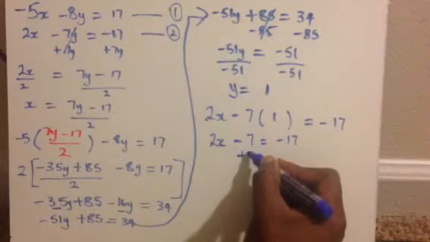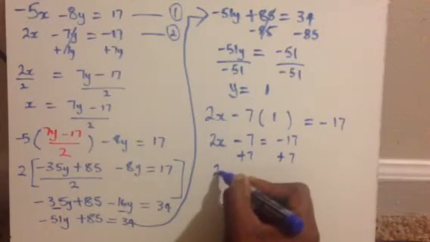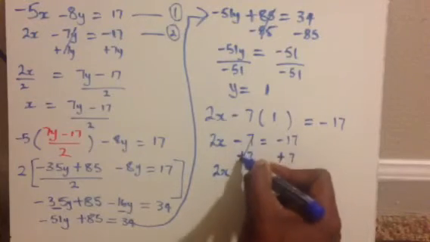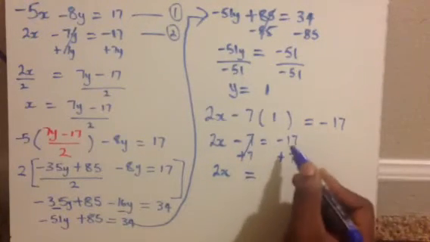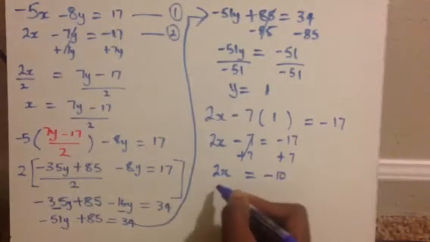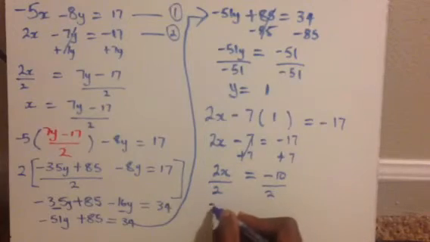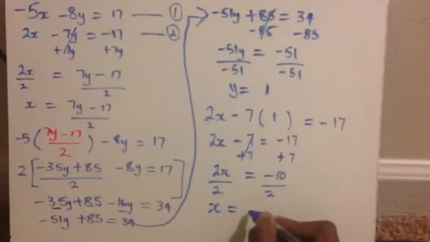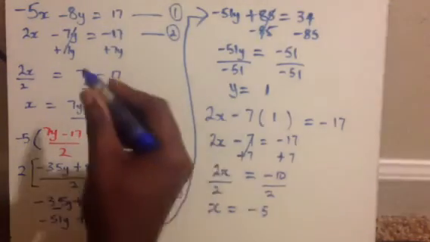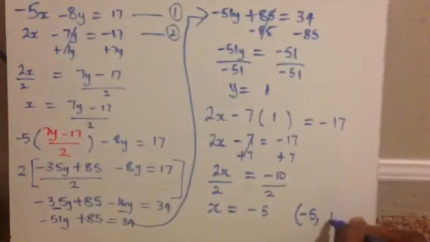Then we add 7 to both sides. So we have 2x, this will cancel out, equals minus 17 plus 7 will be a minus 10. And then we divide both sides by 2. And x will be equal to a negative 5. So in this system of equations, our solutions are negative 5 and 1.